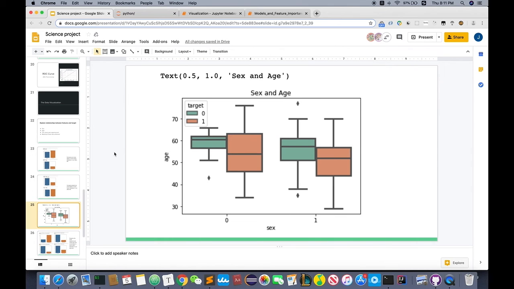Then we can also find some interesting information from this graph. We find that the average age for females with heart disease is larger than the average age for males who have heart diseases.